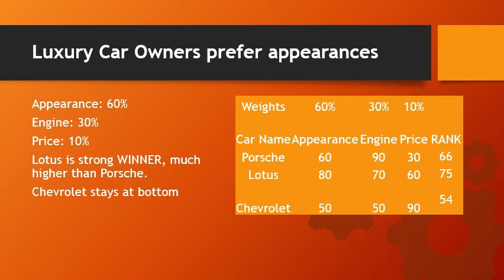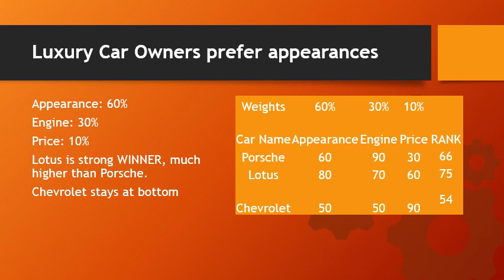So suppose we change the ranking to put 60% weight on the appearance. Then what happens? This time 30% on engine and only 10% on price, because luxury car owners are possibly wealthy and so they don't care too much about price.